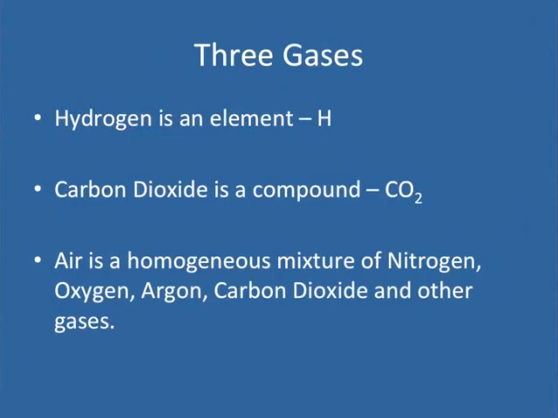So let's now classify these 3 gases. The hydrogen you produced when you combined magnesium with sulfuric acid is an element. It's only made of hydrogen atoms. Since it's made of only 1 type of atom all the way through, it's an element. The carbon dioxide that you made when you reacted magnesium carbonate with this sulfuric acid is a compound. It's made of carbon and 2 oxygen atoms bonded together. So it's a pure substance. It has its own chemical formula, but it's made of more than 1 type of atom, so it's a compound.